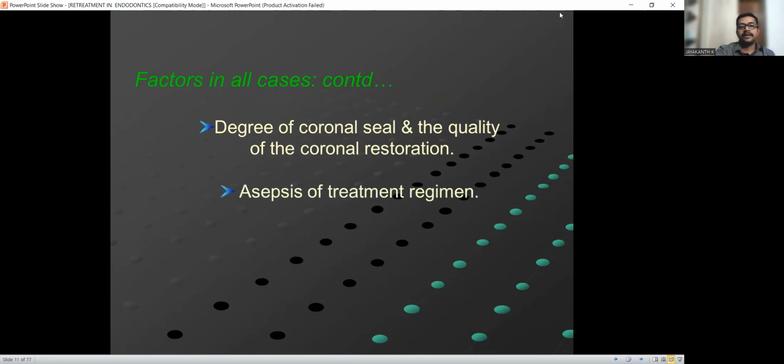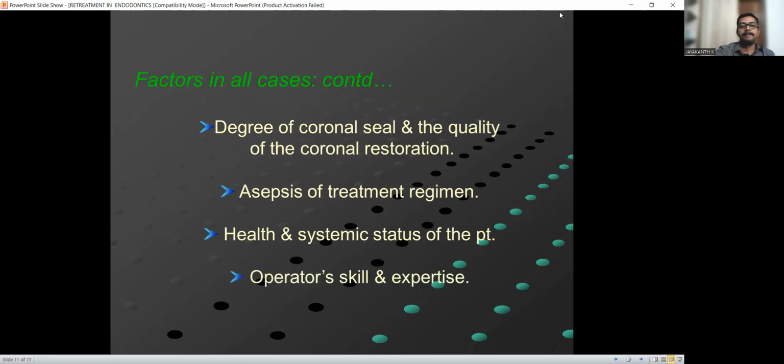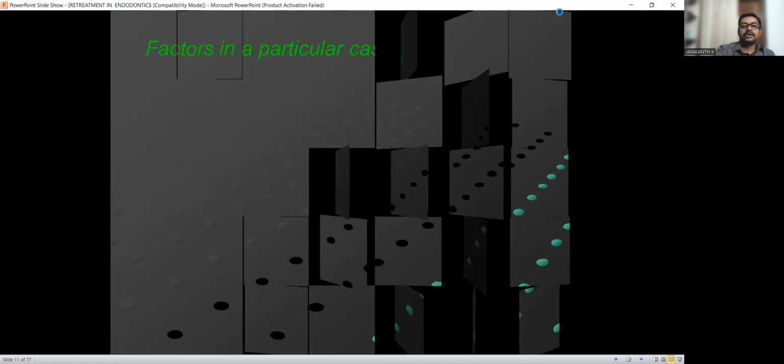Then asepsis of treatment regimen, and asepsis is a very important factor. Then health and systemic status of the patient. This is one common factor for all the cases. Then operator skill and expertise. It's needless to say, operator skill and expertise is going to play a crucial role.